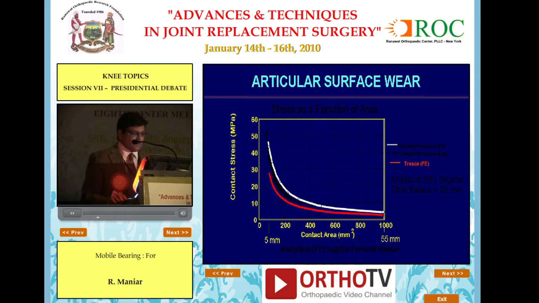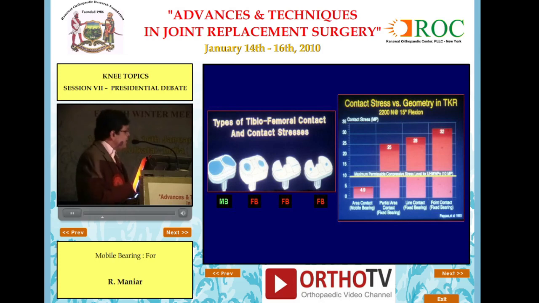If we look at the articular surface wear first, we know that the contact stress, which is so very high with a small area of contact, comes significantly down as the area of contact increases. And here are 3 fixed bearing knees with different areas of contact and a mobile bearing with a large area of contact, which translates into a very low contact stress. And here are 3 fixed bearings far above the maximum permissible level for polyethylene.